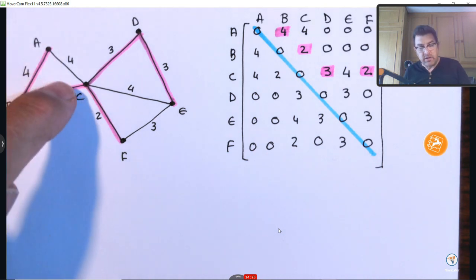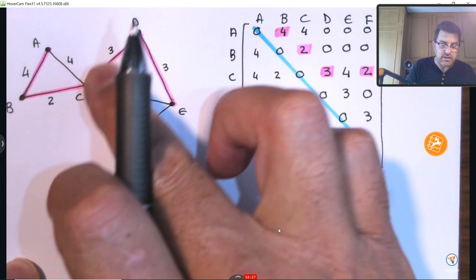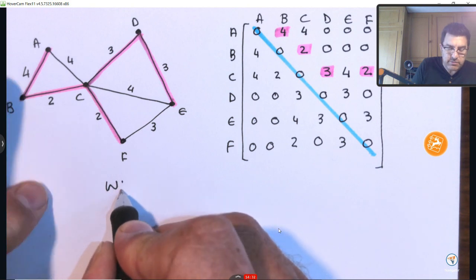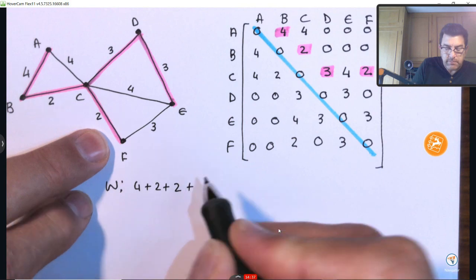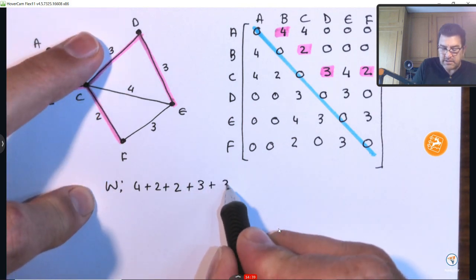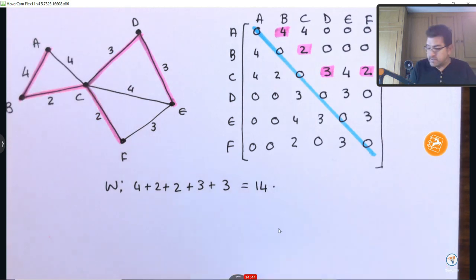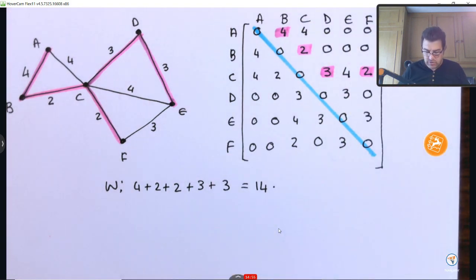It's got 1, 2, 3, 4, 5 edges in it, and it has 1, 2, 3, 4, 5, 6 vertices. So the weight for this one is going to be 4 plus 2 plus 2 plus 3 plus 3. So that gives me 10 plus 4, which leaves us with a result of 14 for our minimum spanning tree, using our adjacency matrix.